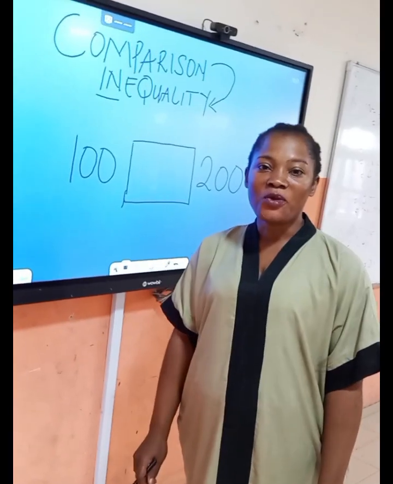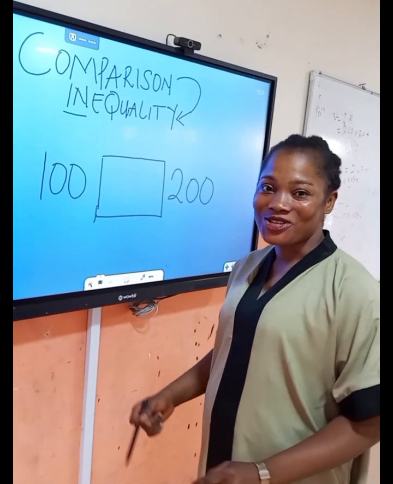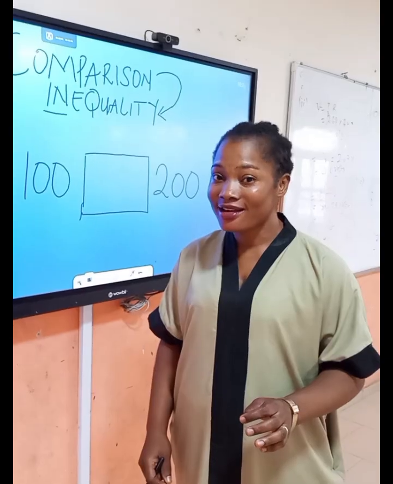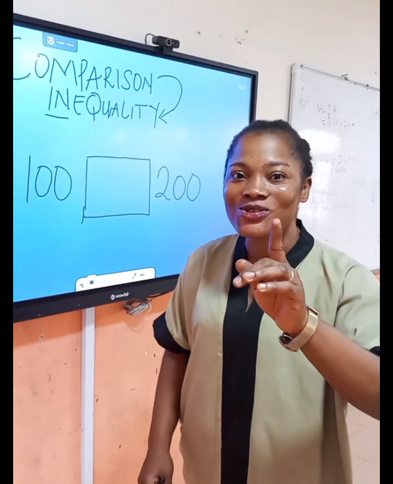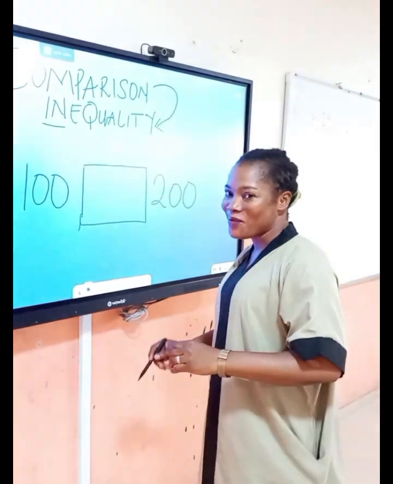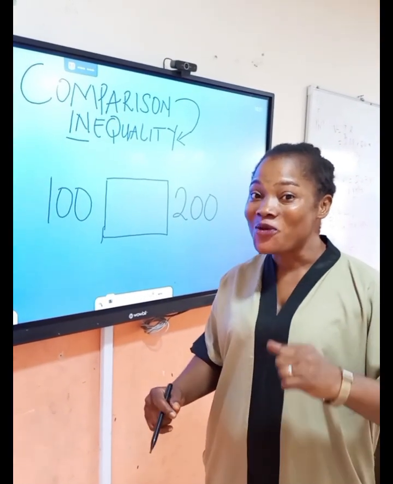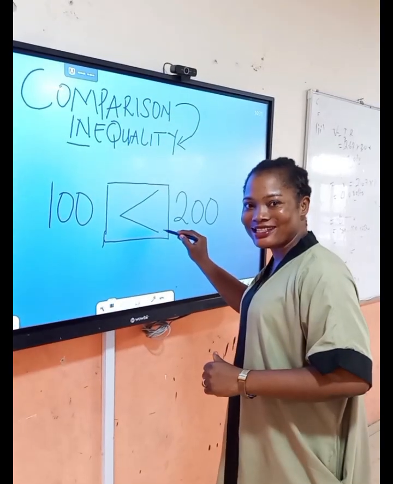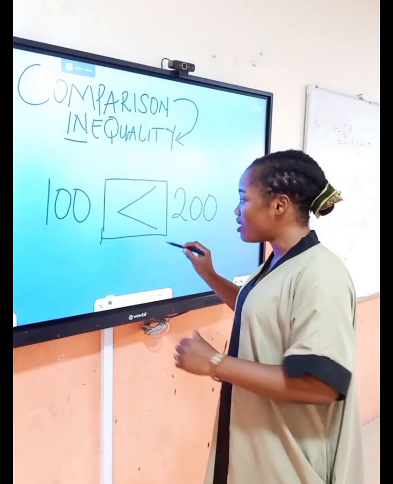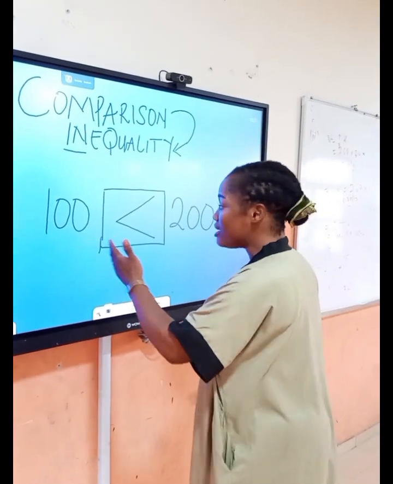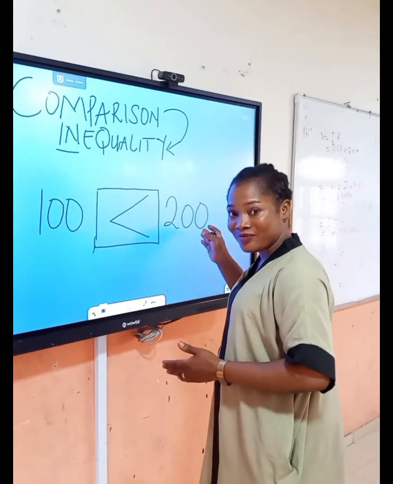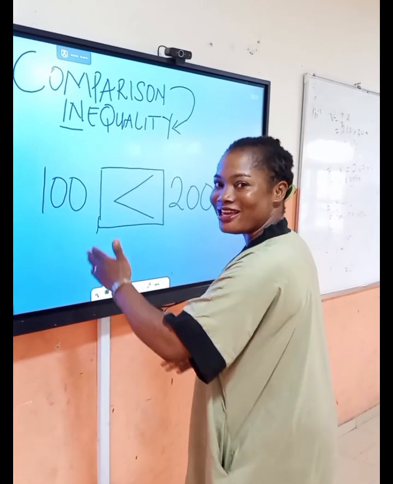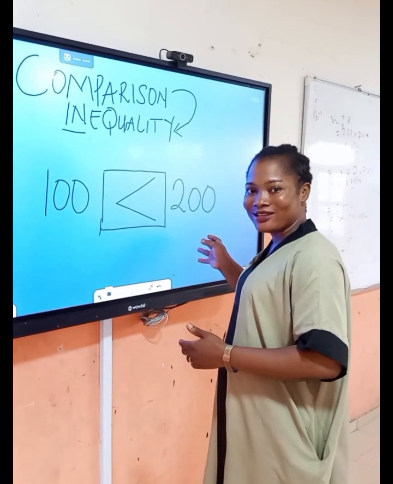Between 100 and 200, which one is greater? Can you tell me which one is greater? Yes, 200 is greater. So that means 200 is meant to be an open mouth. You quickly give it open mouth. Is that understood? So right now we say that 100 is less than 200 because you read from your left to your right. 100 is less than 200.